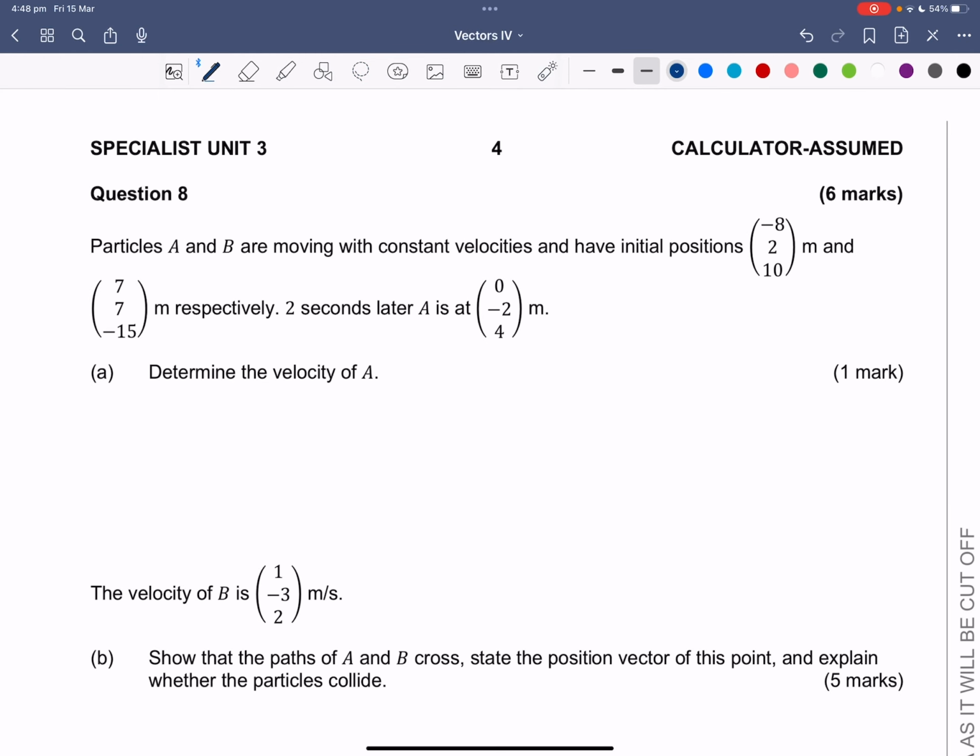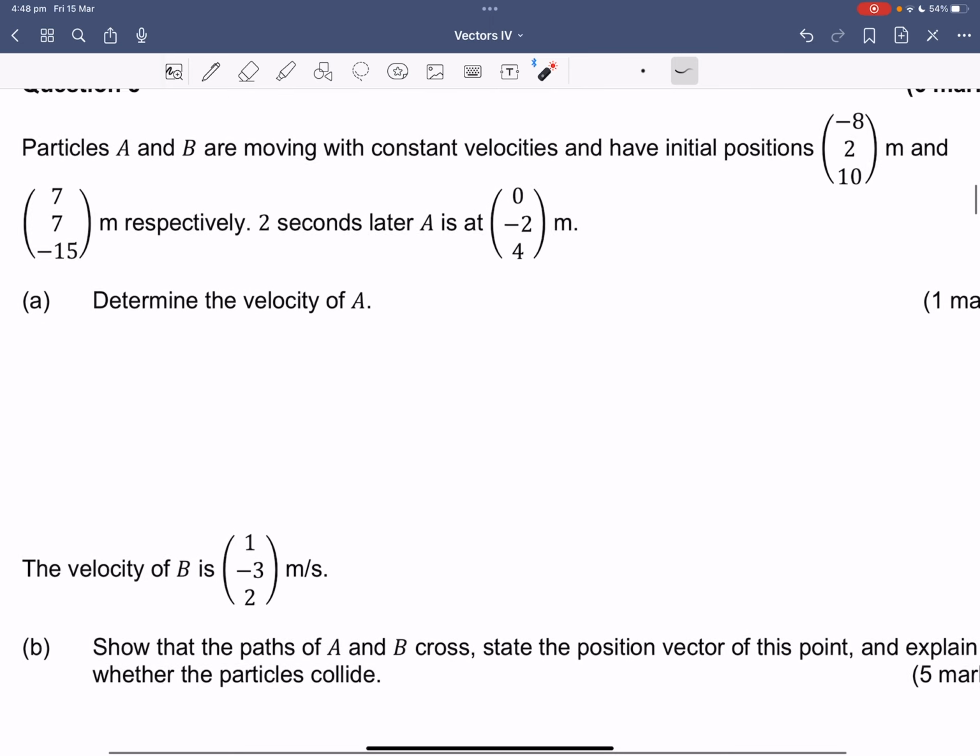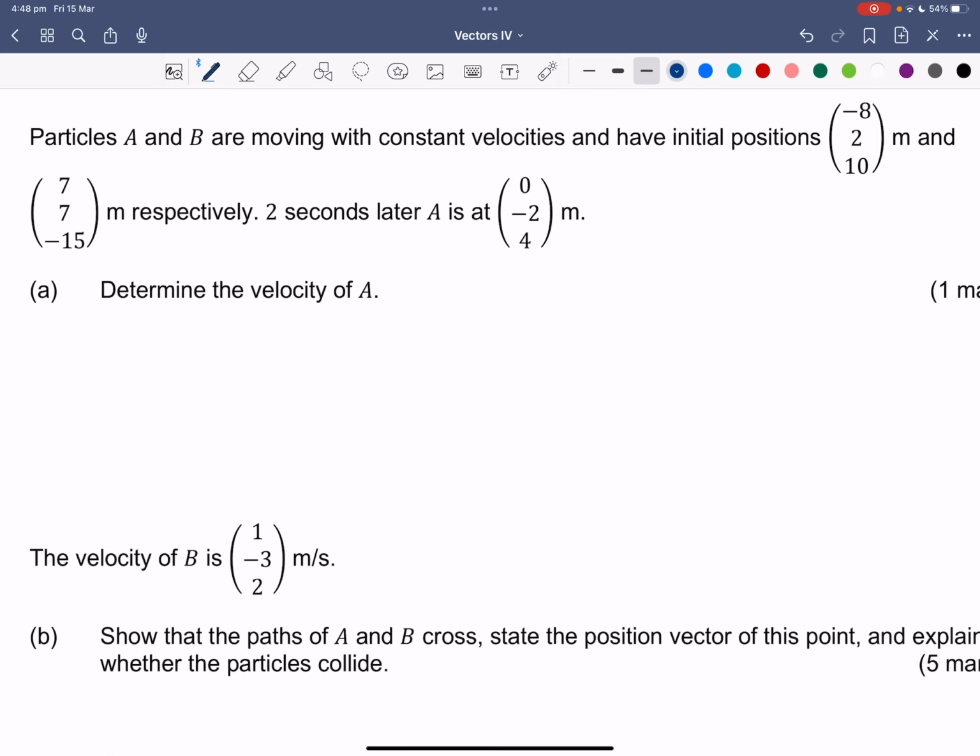Okay, moving on to calc assumed, question 8. Particles A and B moving with constant velocities have initial positions given, and 2 seconds later A is there. So A has moved from here to here in 2 seconds. This is the initial position, this is the final position, and they want us to work out the velocity of A. So you do final position take initial position to find out what its displacement vector is.